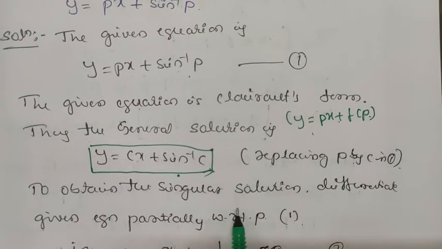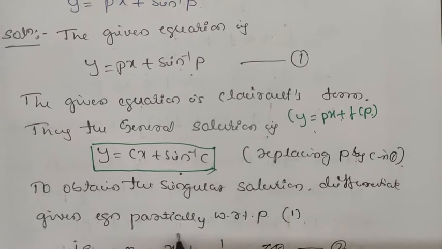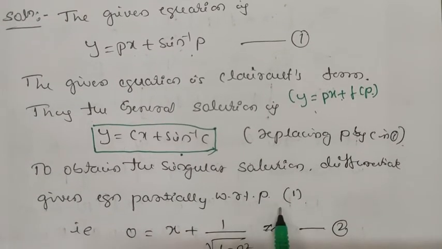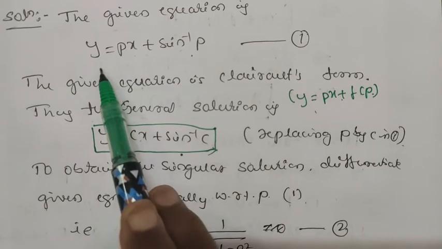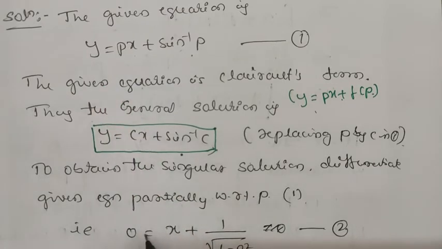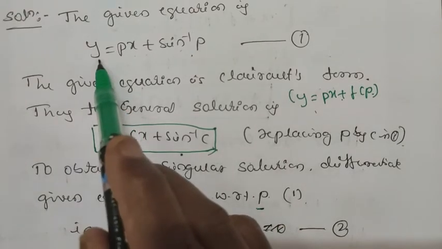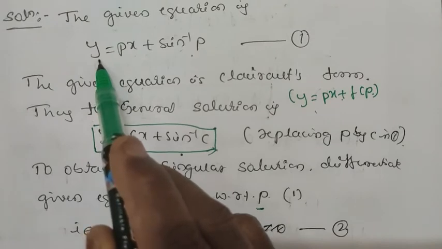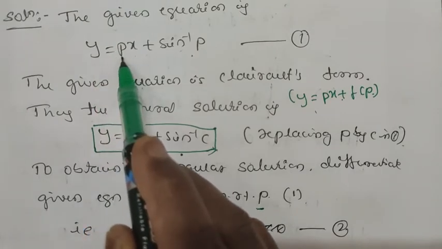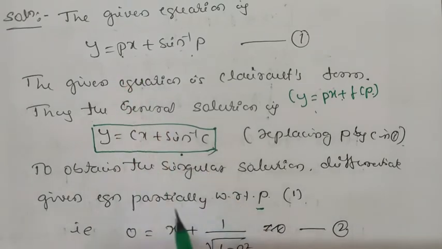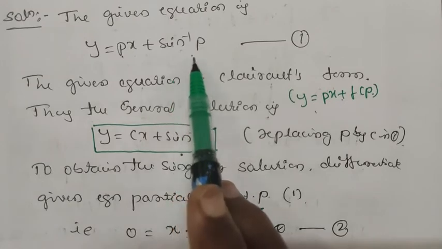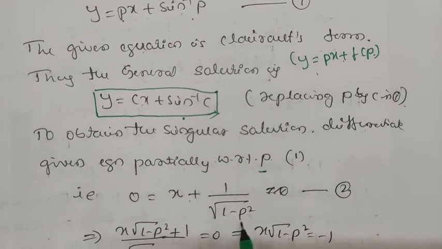Next, to obtain the singular solution. So I have told you in the method, you just differentiate the given equation partially with respect to p. So you will get here derivative of y with respect to p is 0, partially. Partially with respect to p means only have to consider p as the variable, remaining are all constants. So here y is constant because we are differentiating partially with respect to p, and here p is variable and x is constant. So derivative of p with respect to p is 1 and this x remains as it is, and derivative of sine inverse p is 1 divided by under root of 1 minus p square. Take this one as equation number 2.